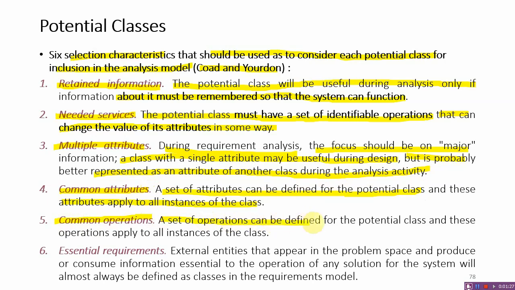Fifth characteristic is common operations. A set of operations can be defined for the potential class, and these operations apply to all the instances of the class. And the last, sixth characteristic is essential requirements. External entities that appear in the problem space and produce or consume information essential to the operation of any solution for the system will almost always be defined as classes in the requirements model.